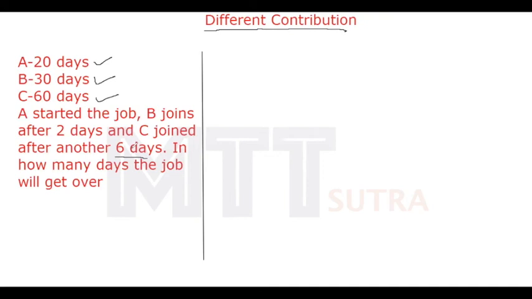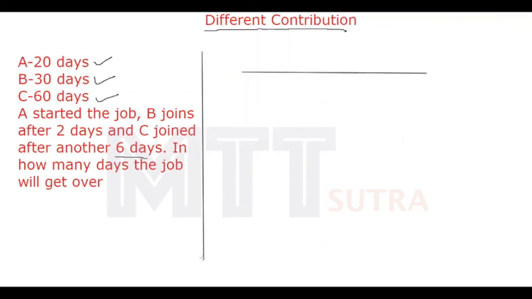So contribution means, see, here in this question, A was working from the beginning till the end, but B joined after 2 days only, and C joined after 6 more days. So the contributions are different. So for this kind of questions, we have to first draw the timeline. We have to see on which day who was working. Let me draw this timeline first.